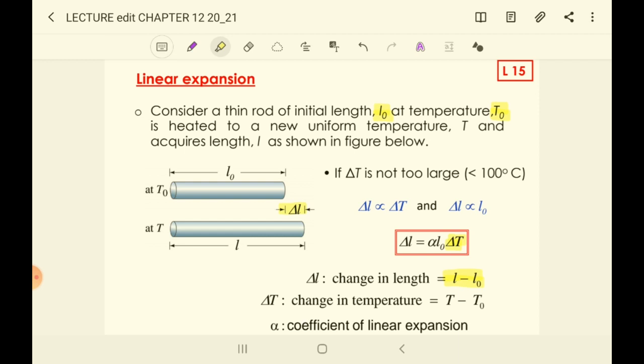For your information, the coefficient of linear expansion alpha depends on the type of the material. For example, a steel rod and a copper rod have different values of alpha. So when we calculate delta L for different materials, there is a different value of the change in length when the object is expanding. Let's move to the next slide.